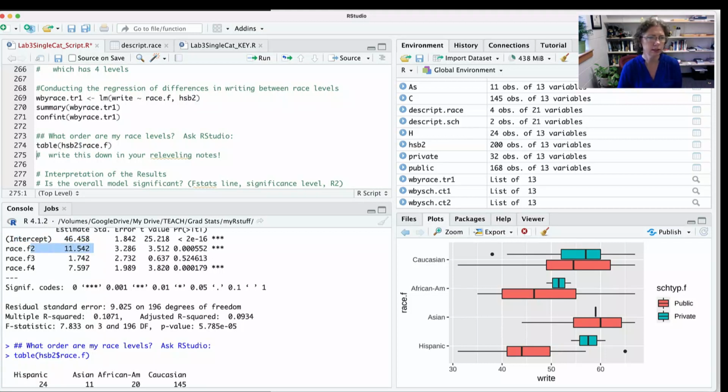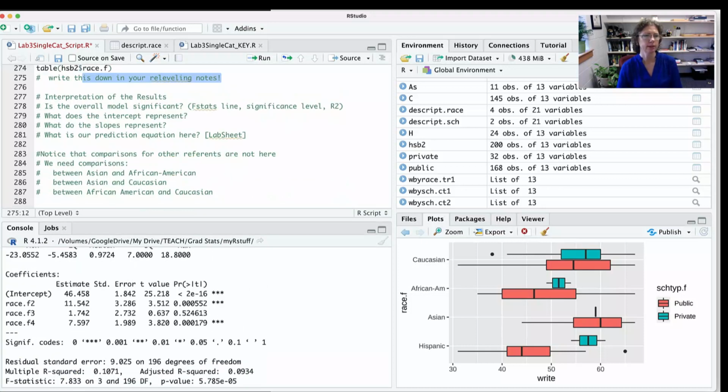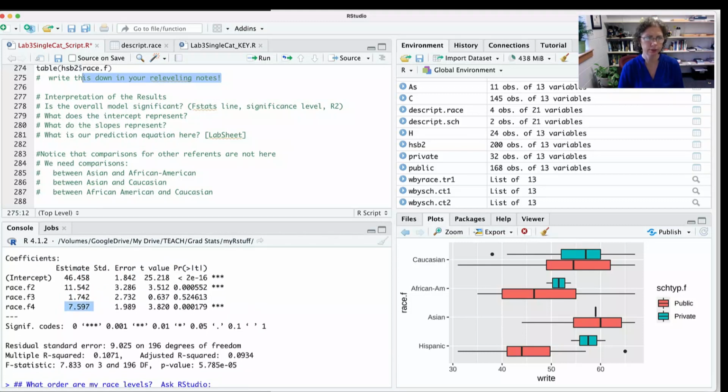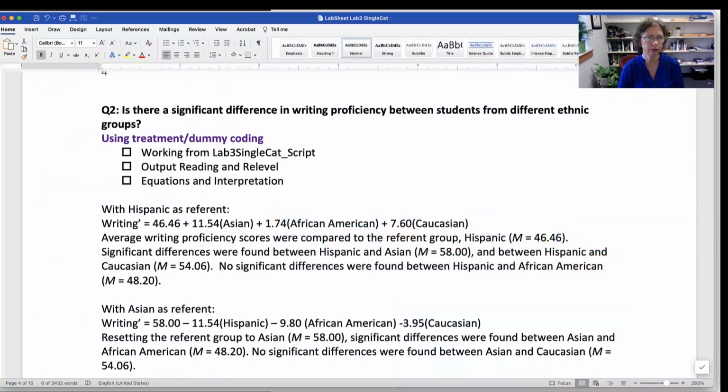Then each of these is going to be the comparison between the group it refers to and the referent group. So you can see that we need to keep track of who is who. And this is where it helps to have a table to work with, or someplace where you keep notes on, for each regression run, which level was in referent location. So now that we have all the regression coefficients for each of our groups here, we can write our regression equation. So back to our lab sheet for that.